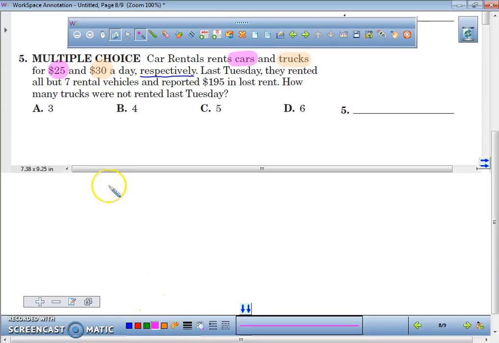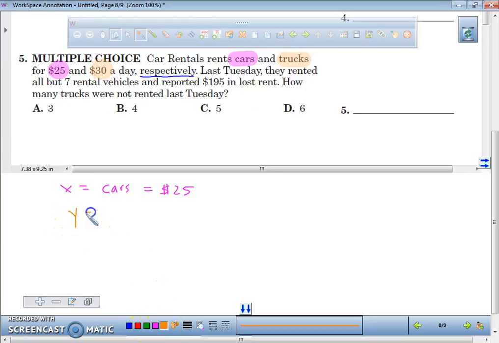So what I'd like you to do right now is put cars on your paper. And cars are equal to $25 a day. And hey, let's just make cars X. And then since we make cars X, we'll make trucks Y. And trucks cost $30 a day.